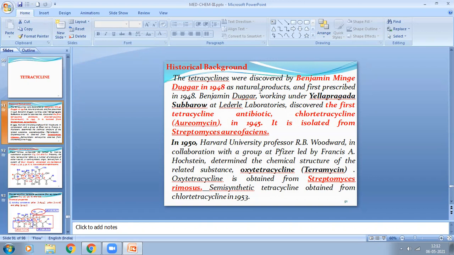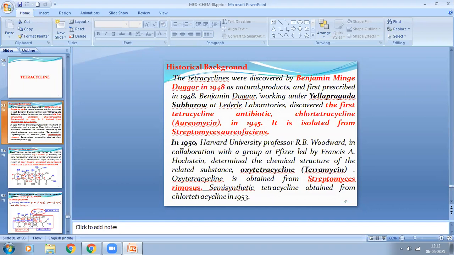In 1945, it was isolated from the bacteria Streptomyces aureofaciens. It is obtained from Streptomyces aureofaciens. That's why the antibiotic is also designated as aureomycin. So the first tetracycline was discovered by the scientist Duggar in 1948, and that's why chlortetracycline is also called aureomycin.